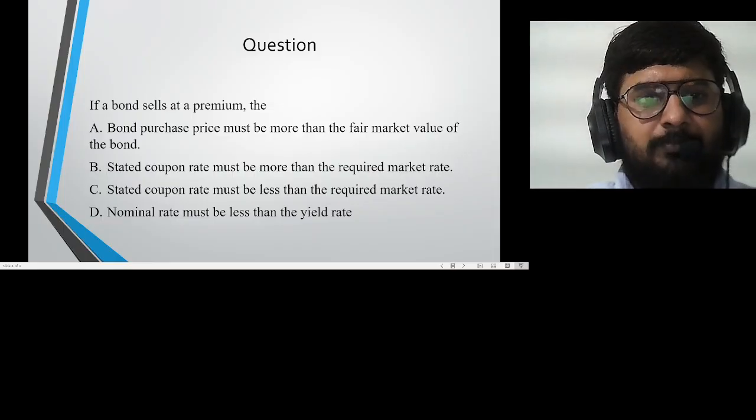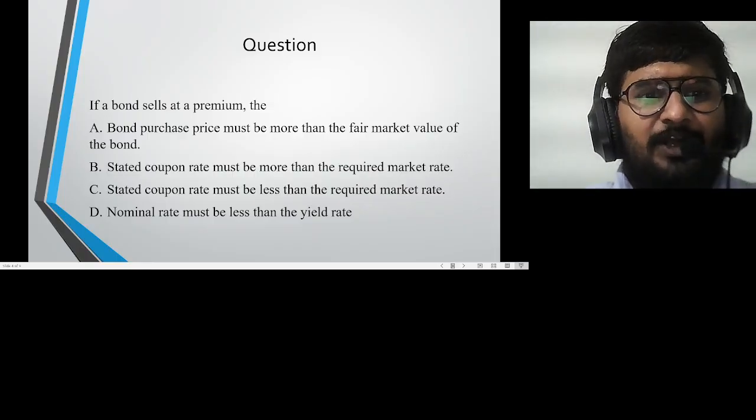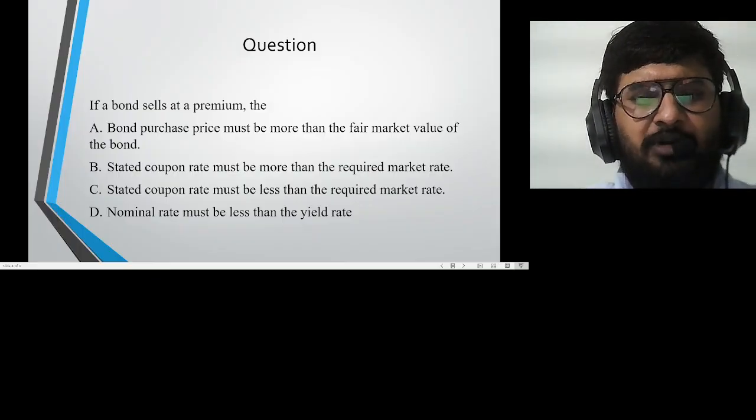Question number 2. If a bond sells at a premium, option A. So what is the meaning of premium? Premium simply means your bond market price is more than the face value or par value. So if a bond sells at a premium, the bond purchase price must be more than the fair market value of the bond. No.